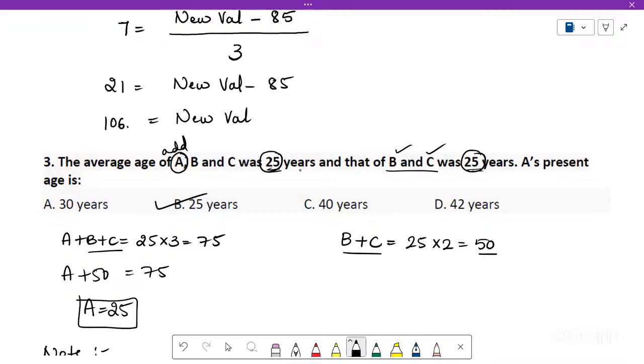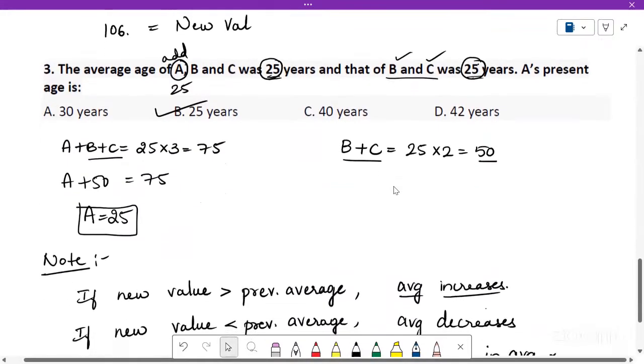It means your age is same as the previous average. Only then average will not change. Average change ಆಗಿಲ್ಲ ಅಂದ್ರೆ ನೀವು ಹೊಸದಾಗಿ ಆಡ್ ಮಾಡಿರೋ ವ್ಯಾಲ್ಯೂ previous average ಗೆ equal ಆಗಿ ಇರ್ಬೇಕು. Only then average will not change.